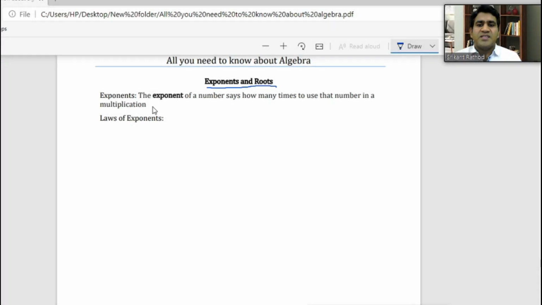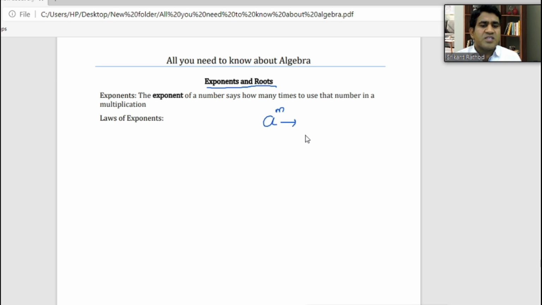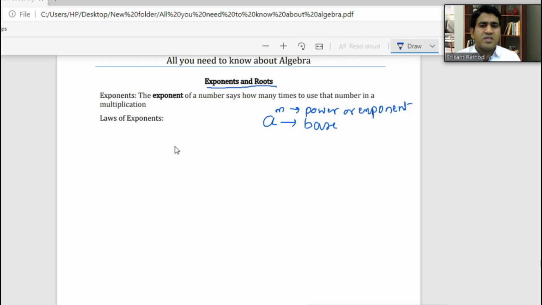Exponents and roots. Let's discuss the exponent first and later we'll discuss the roots and the fundamentals required, right? The exponent of a number says how many times to use that number in a multiplication. In general, we represent an exponent in this form: a to the power m, where a is called the base and m is called the power, or sometimes we refer to it as an exponent as well. This is why, when we do an operation with this representation, we say we are doing an operation on the exponent.